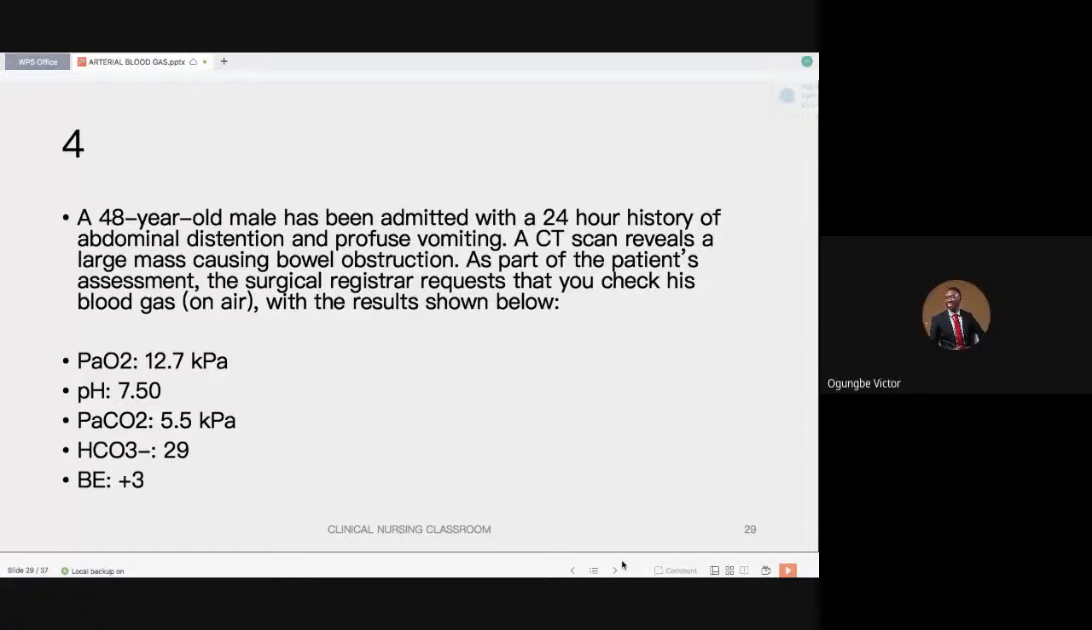Let's see if you are right. Thank you, so you are correct. Non-compensated metabolic alkalosis. I love that. Thank you very much. Let's do this. This is the next one.